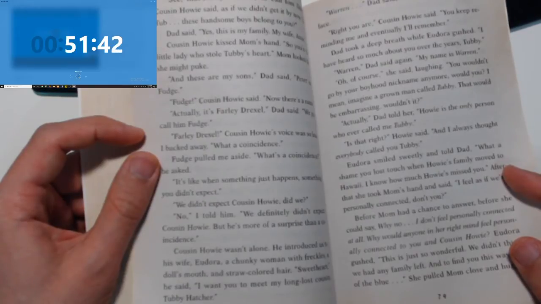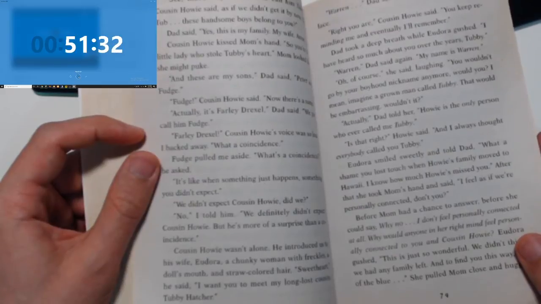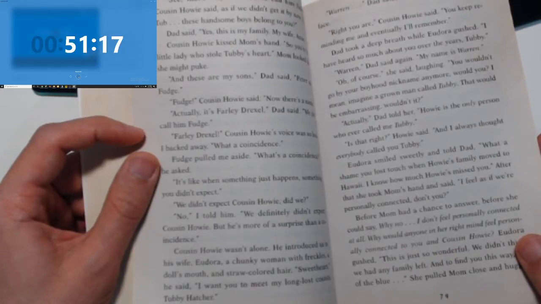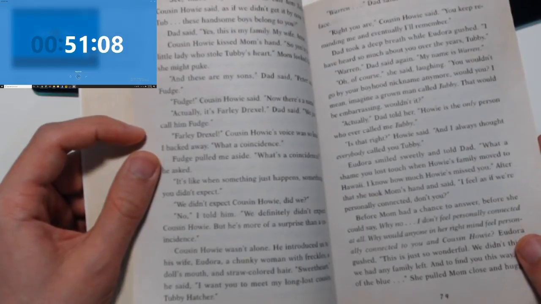Daddy took a deep breath while Aldora gushed. I have heard so much about you over the years, Toby. Warren, Dad said again. My name is Warren. Oh, of course, she said, laughing. You don't go by your boyhood nickname anymore, do you? I mean, imagine a grown-up called Tubby. That would be embarrassing, wouldn't it? Actually, Dad told her, Howie is the only person who ever called me Tubby.